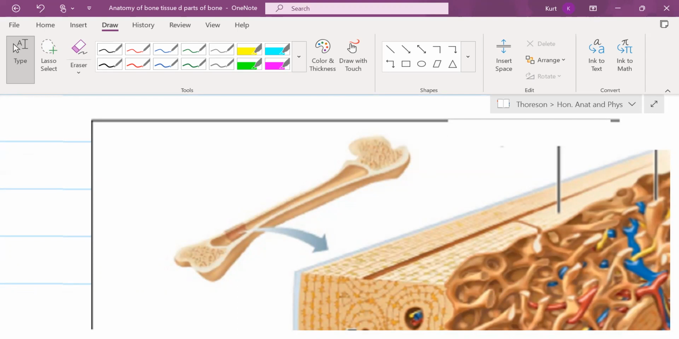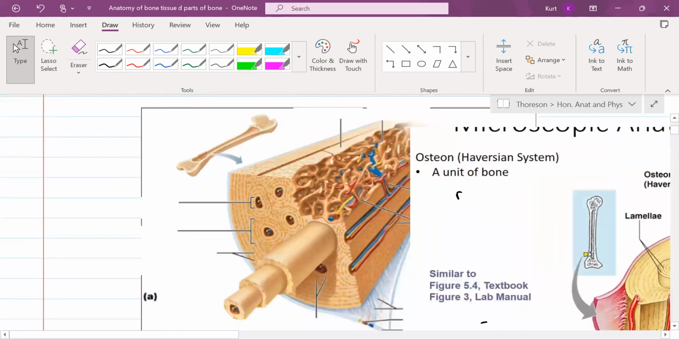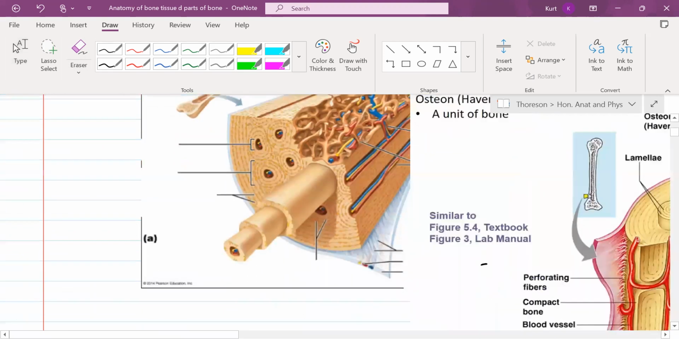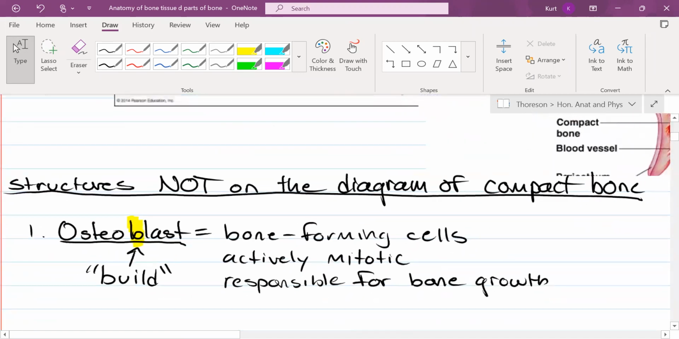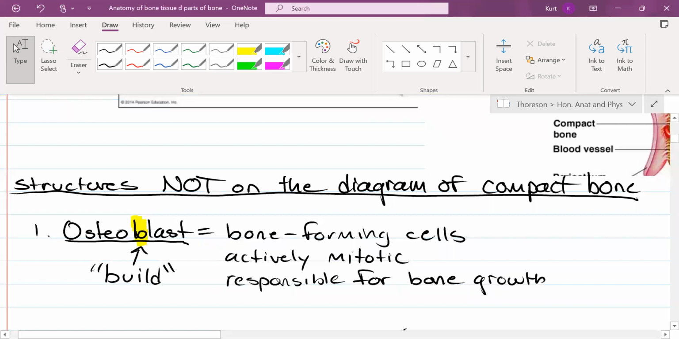All right. So there are a few things, just like two, I want to be sure you guys know before we start labeling this bone tissue. And I have it down here. There's two types of bone cells I want to be sure that you know, but it's not on your diagram. So if you get these written down somewhere, I appreciate it. The first one is titled an osteoblast.